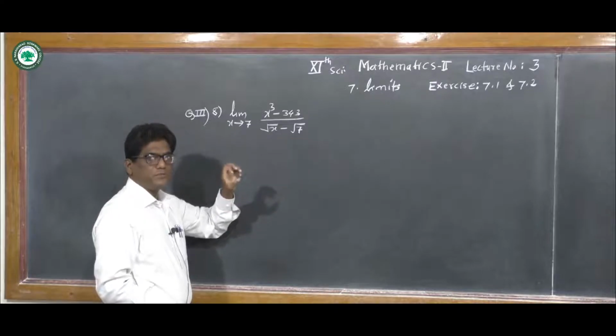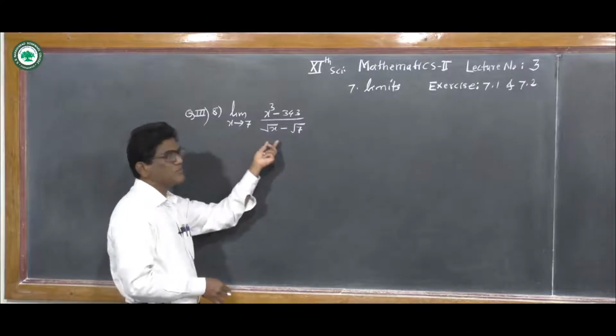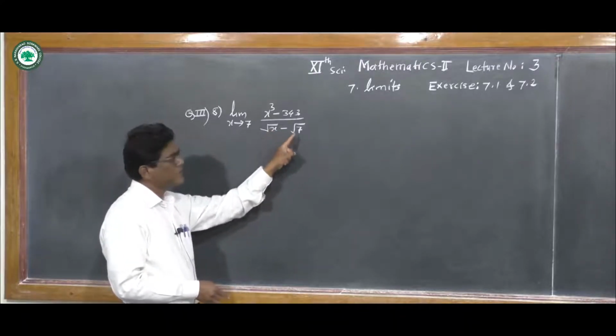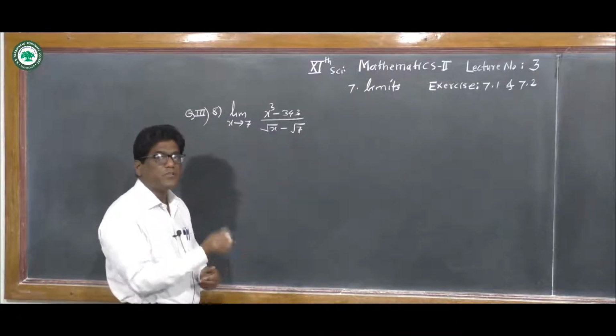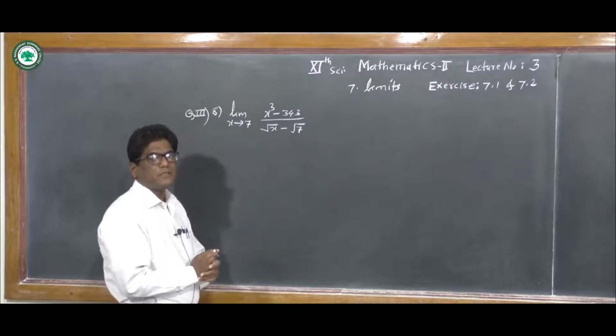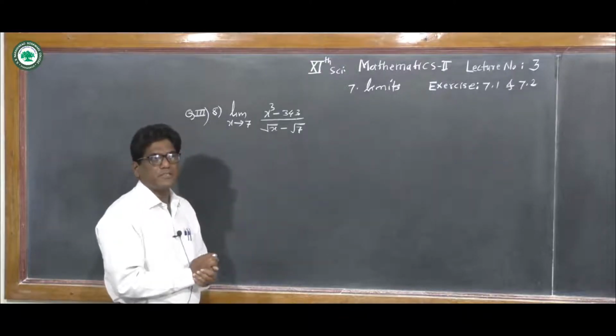Firstly, we have to decide whether the denominator is 0 while putting x is equal to 7. If we put x equal to 7, we get root 7 minus root 7, that means it is 0. So the denominator is 0, and we cannot put x as 7 directly. We have to solve this problem so that we remove this difficulty of the denominator being 0.